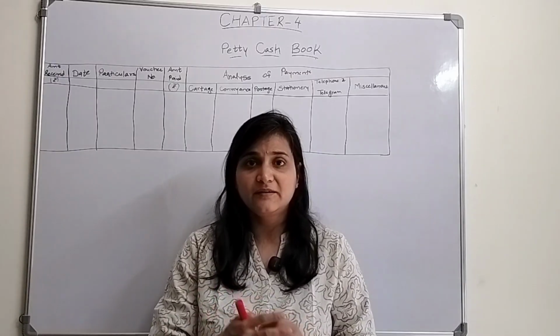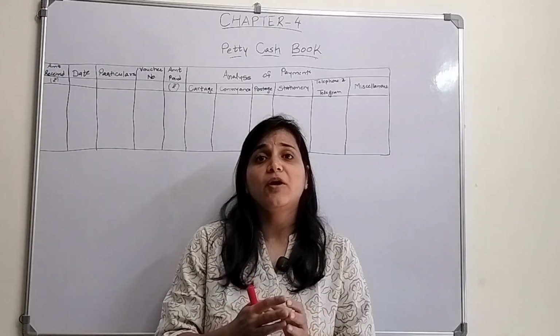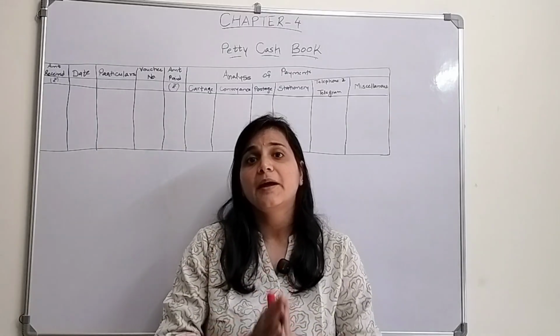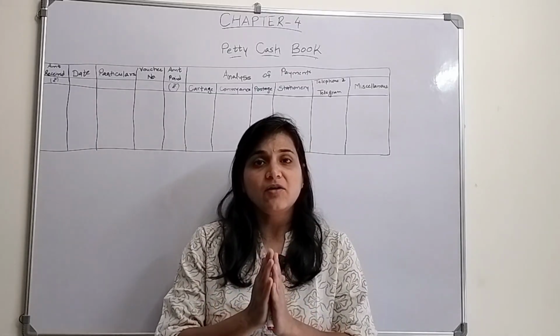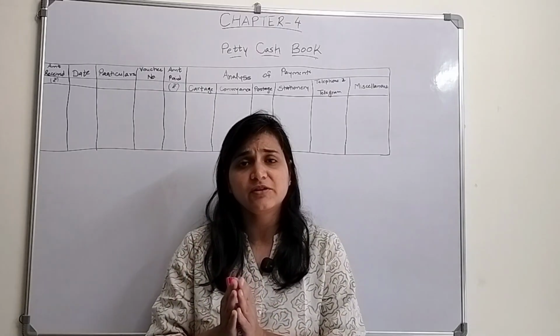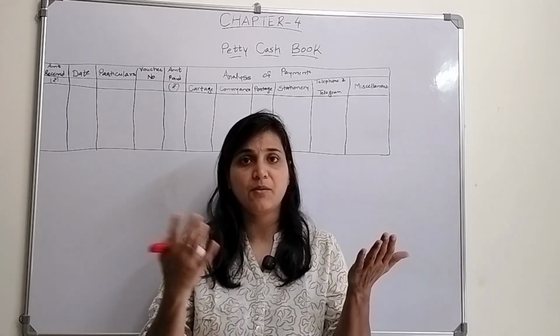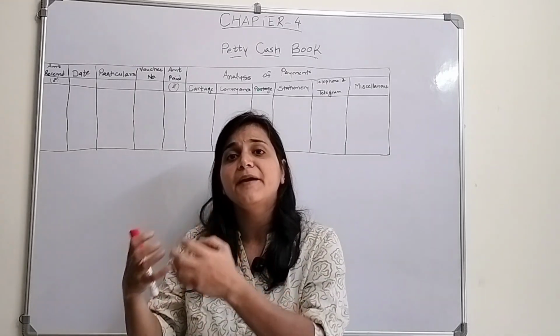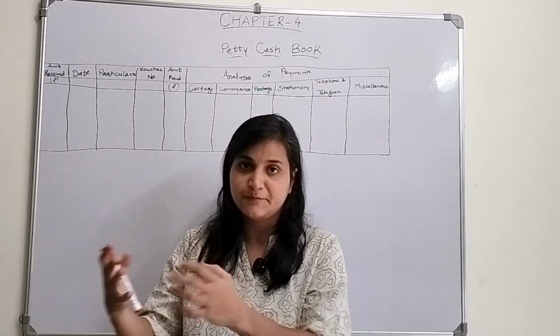So, what does an organization do? They appoint another cashier, who will be called the petty cashier. Now, he works as an assistant. Let's say the cashier gives him money, and with that money, he will spend on those small expenses.